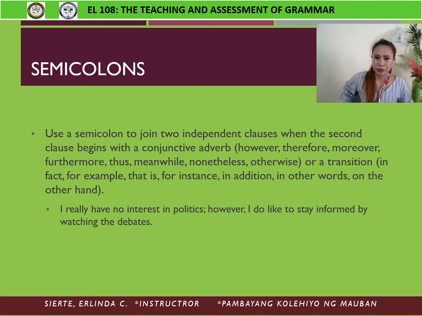Another, use a semicolon to join two independent clauses when the second clause begins with a conjunctive adverb like however, therefore, moreover, furthermore, thus, meanwhile, nonetheless, otherwise, or a transition like in fact, for example, that is, for instance, in addition, in other words, on the other hand. Example: "I really have no interest in politics; however, I do like to stay informed by watching the debates."